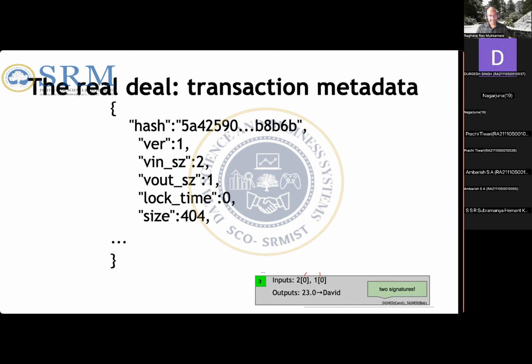So let's go into a bit more detail. What is metadata? Metadata contains, first of all, a hash value of the transaction, right? Again, remember we use hash pointers because we want to make sure of the tamper resistance property. It also contains the version, which is some kind of protocol version.